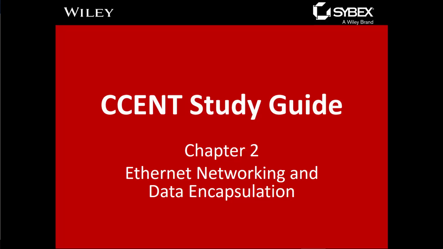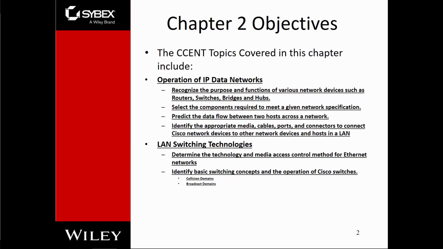Okay, welcome to my CCNA study guide. In this one, we're looking at Chapter 2, which is Ethernet Networking and Data Encapsulation. In this chapter, we're looking at the operation of a data network, understanding the purposes of the different types of devices, and we're going to get into some LAN switching technologies, collision domains and broadcast domains and such.